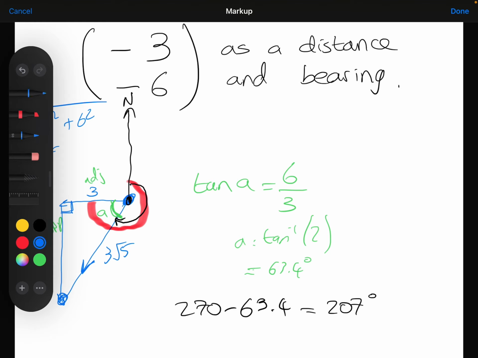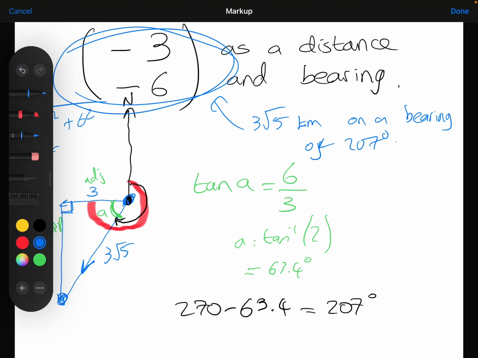So I can say that this vector is the same as travelling a size of 3 root 5, if I'm talking about distance, kilometres. Let's just say that for now, I didn't actually specify the units in the question. But that's the size of this vector, and the bearing of this vector is 207 to the nearest degree. So that's the idea of what a vector is and how we can write them in a nice, short way, using a little bit of maths and a little bit of trigonometry.